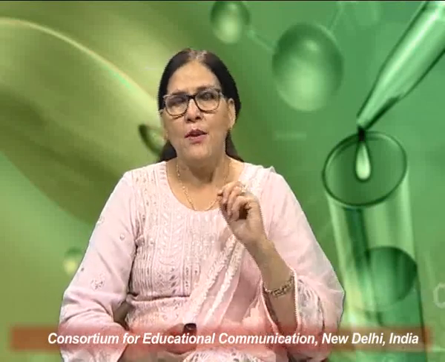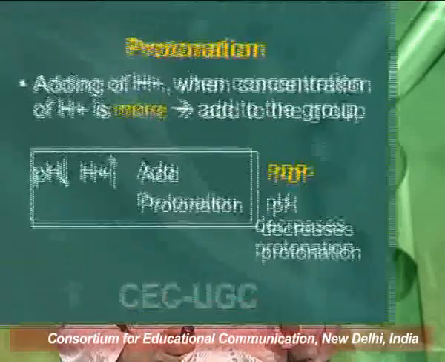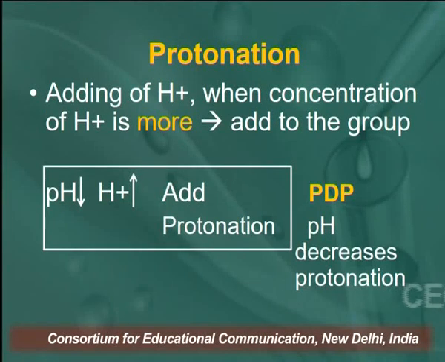Now, what is protonation? You have to understand how protonation takes place. Protonation means adding of a proton, and you know what a proton is? Protons are hydrogen which is electron deficient. So, always we have to represent a proton as H plus. So, adding of a proton: when the proton is added to the molecule, when the concentration of protons is more in the solution, we call that protonation. So, that's why the proton is added to the group.